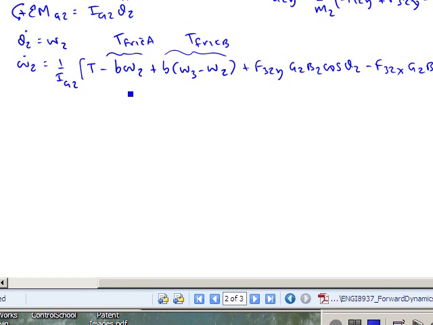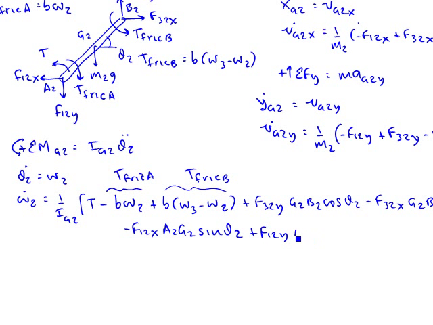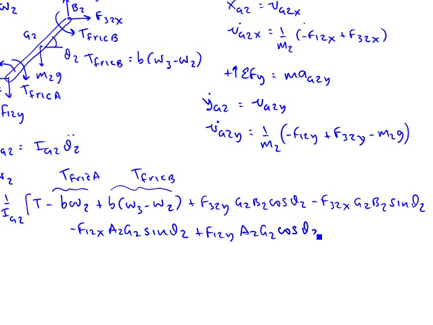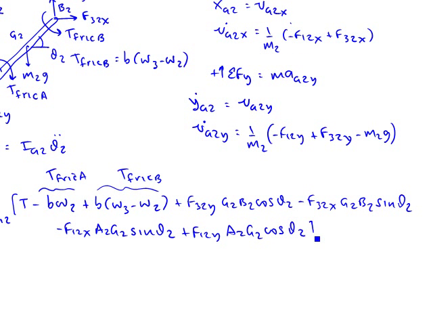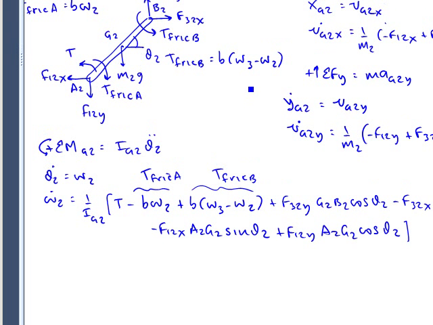And let's see, F12x and F12y. I'll have minus F12x times A2G2 sine theta 2. And I'll get a positive moment from F12y times A2G2 cos theta 2. So now I have 6 first order ordinary differential equations.